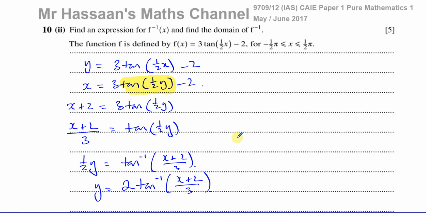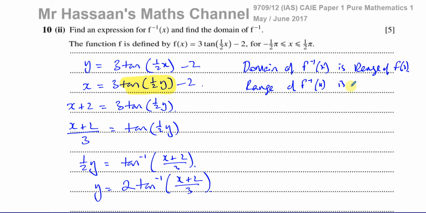Okay, so now we've got to find the domain of the inverse function. Now we know that the domain of the inverse function is the same as the range of the original function. And the range of the inverse function is the same as the domain of the original function. That's something that we should know. They switch around. The x and y switch around as we've done here, right?